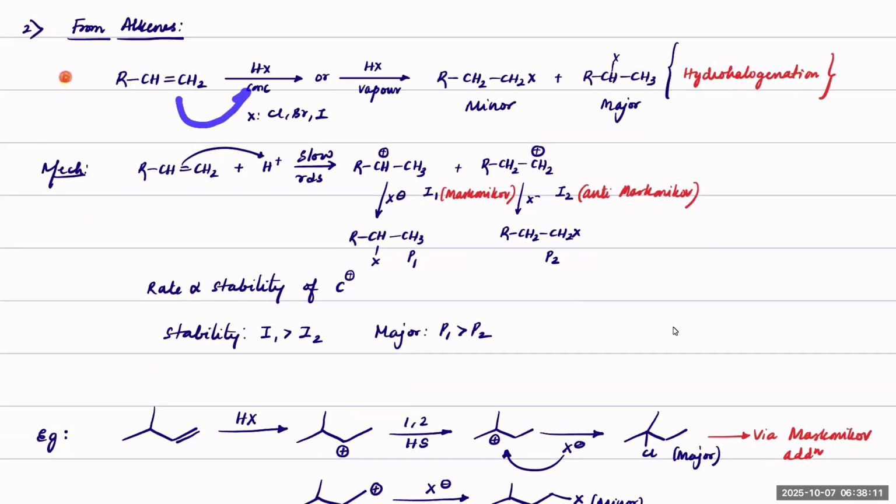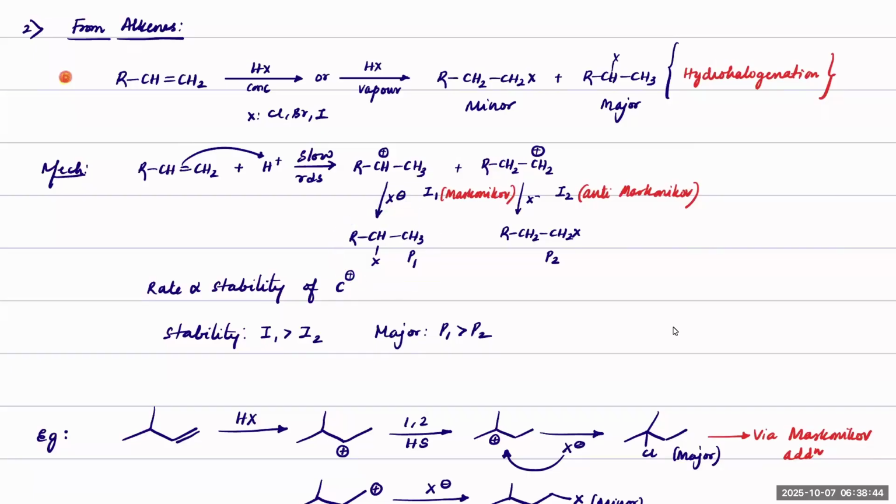From alkenes, we can add HX in a concentrated amount, or you can add HX vapors. That will cause alkyl halide to add up. But here, it will happen via Markovnikov's addition. You can see the mechanism. The pi bond will attack on H plus. It makes a carbocation formation, which is a rate determining step. And that, when you react with X minus, will give you this product.